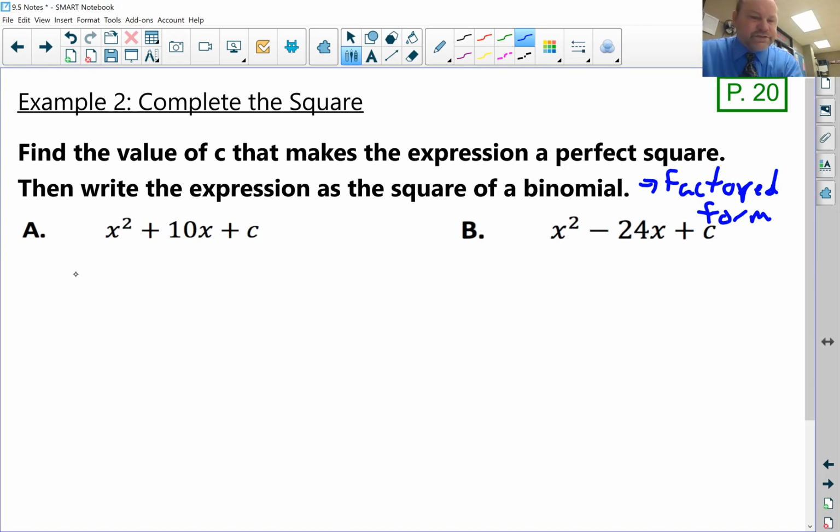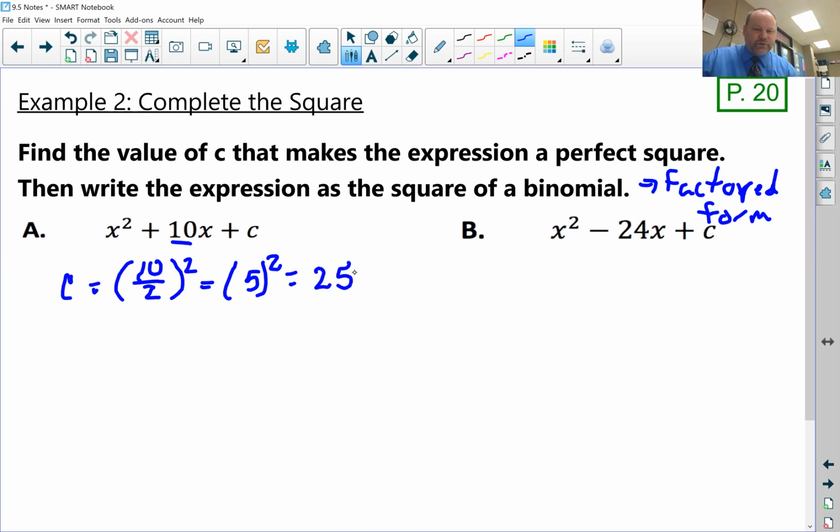So to figure out what C is, we take B divided by 2 and we square it. Well, in this case, we have to do what's in parentheses first. So we do 10 divided by 2, which is 5 squared. So C would be equal to 25.